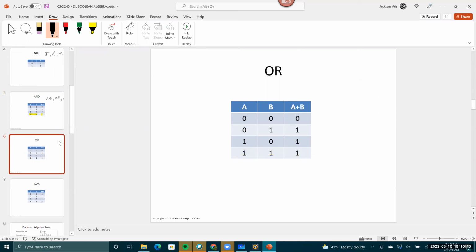Okay, OR operation. It also takes two inputs, A and B, except it's true when either A or B is true, or when they're both true. So when A is true or B is true, when any one of the inputs is true, the whole OR expression will be true.